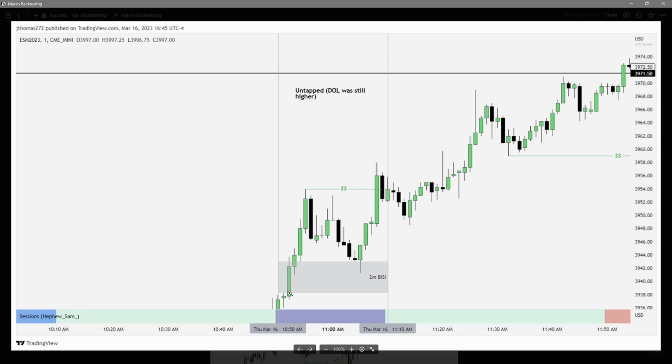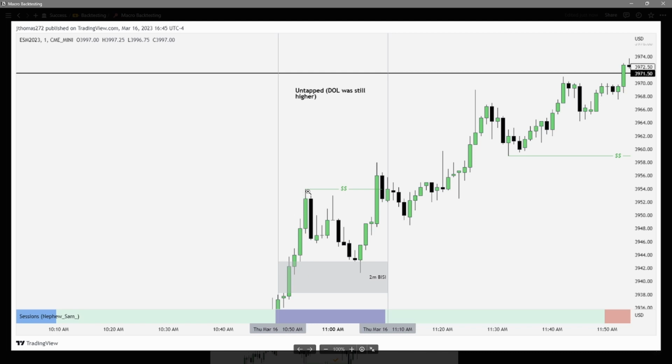10:50 to 11:10. We start displacing. So our untapped liquidity is up here. This is buy side liquidity, black line. So you can see we displace at the start of 10:50. And in that displacement leg, we do have a fair value gap right here. It's also a 2 minute fair value gap, but there's a smaller one right here.